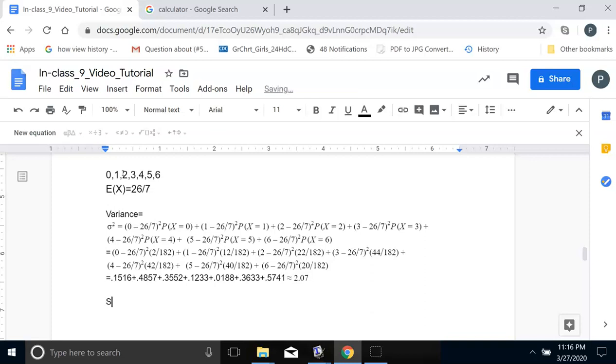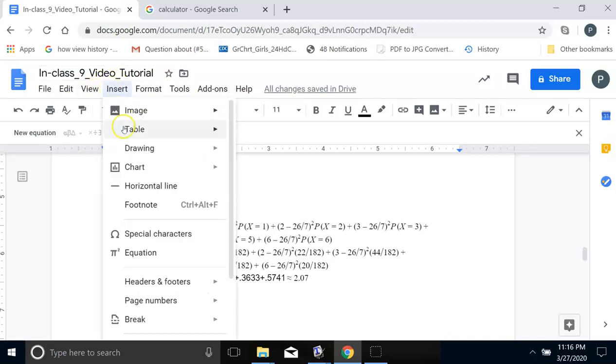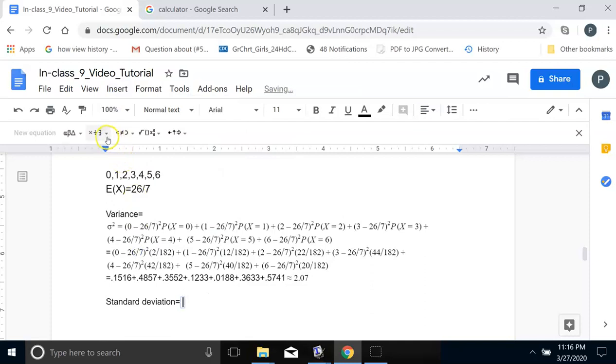So the standard deviation, sigma, will equal the square root of our 2.07, and you can check that that roughly equals, get your calculator, roughly equal to 1.44. So we're done with question 1. Let's go down to question 2.